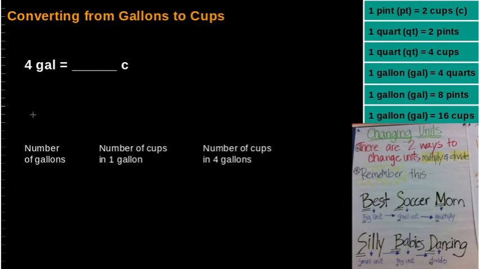Number of gallons in our question is 4. We're moving from gallons to cups, big unit to small unit, will multiply. Number of cups in a gallon, 16. 16 times 4, that would give us 64. You can check it by taking 2 times 32, and that will give you 64 equals 64. So you can find 64 cups in 4 gallons.